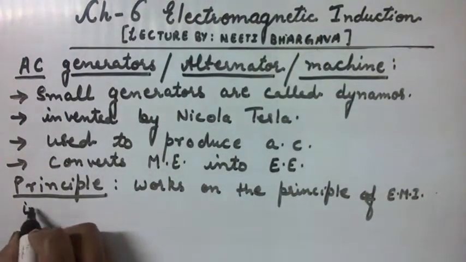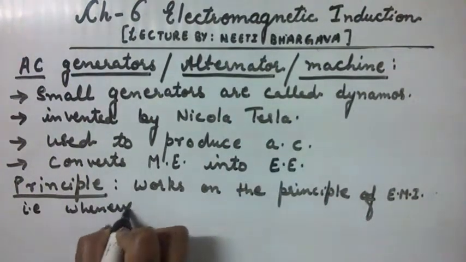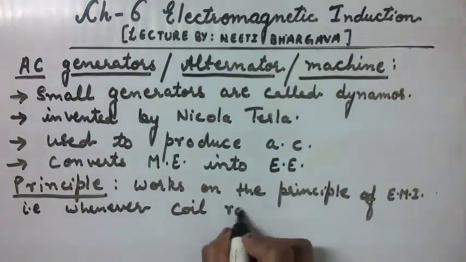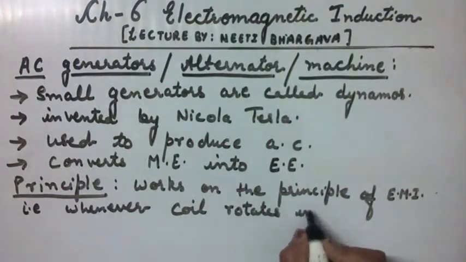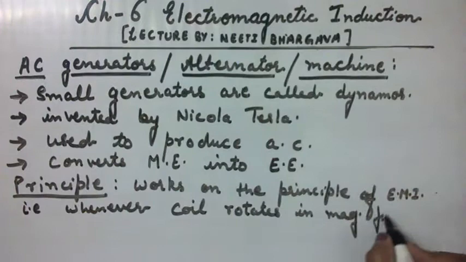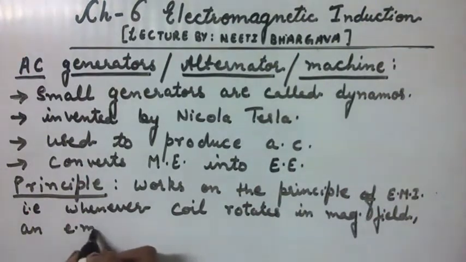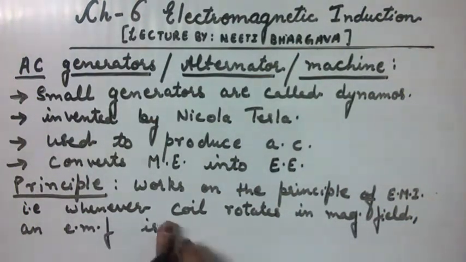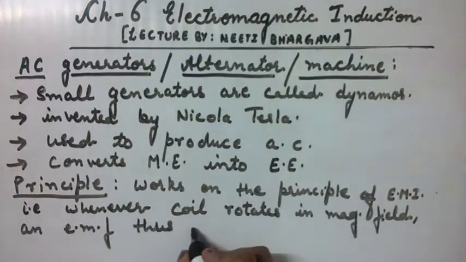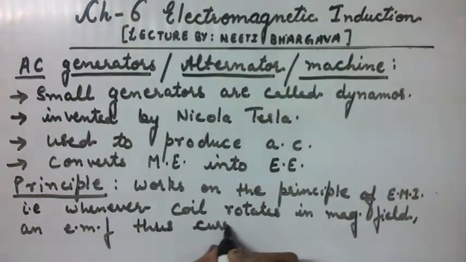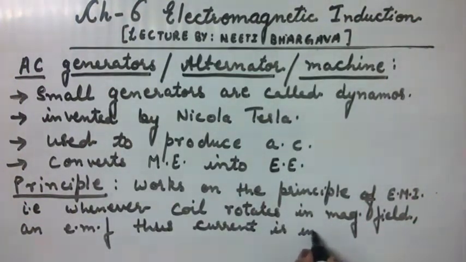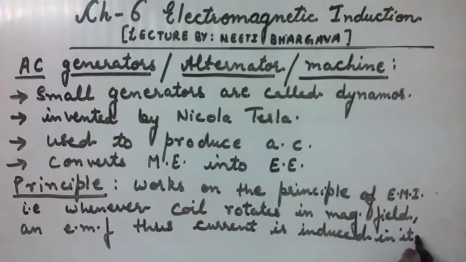So, whenever a coil rotates in a magnetic field, an EMF is induced in it. Thus, current is induced in it. Now let's study about its construction.